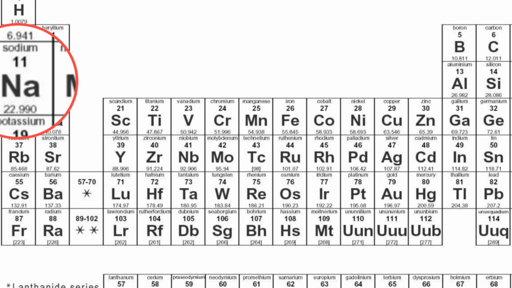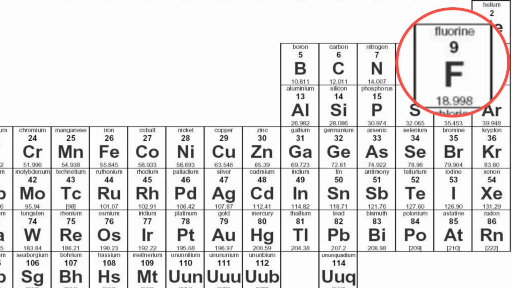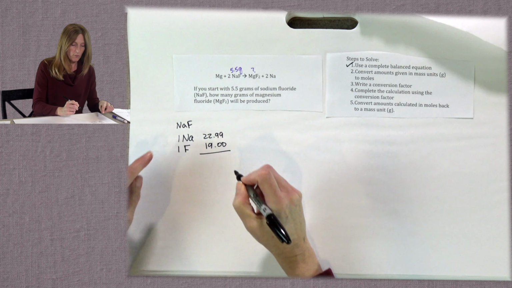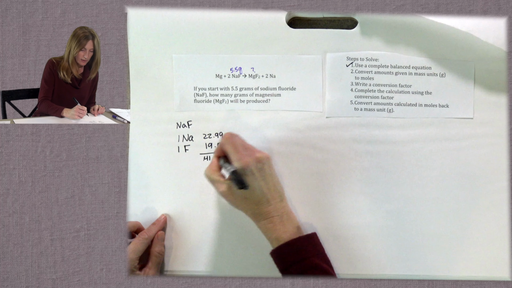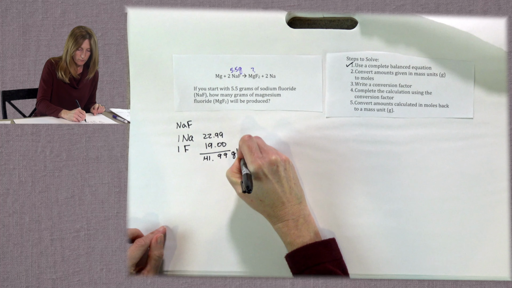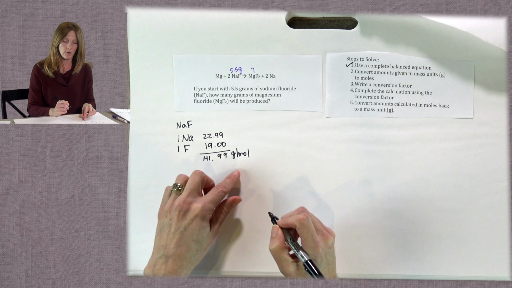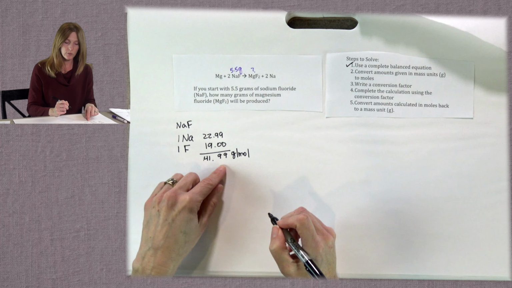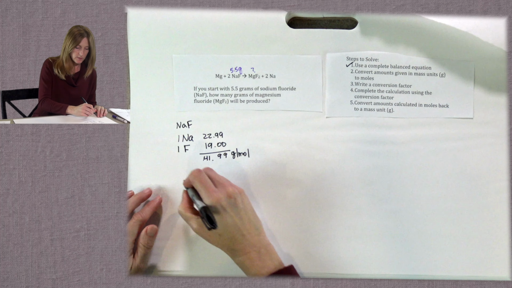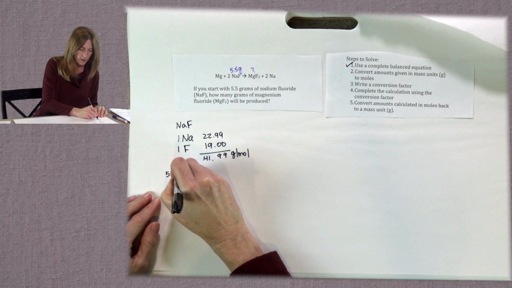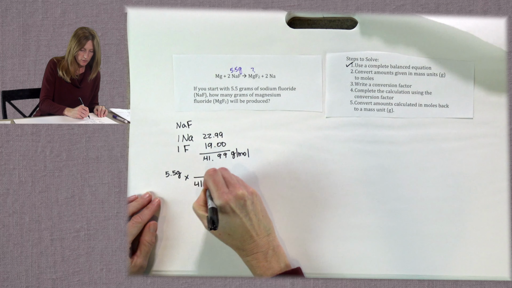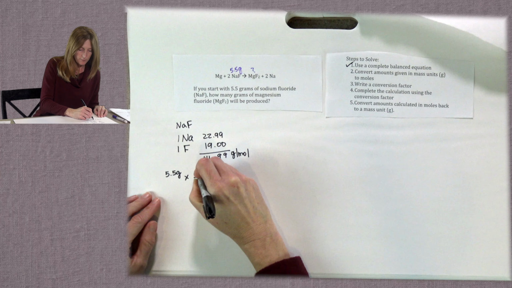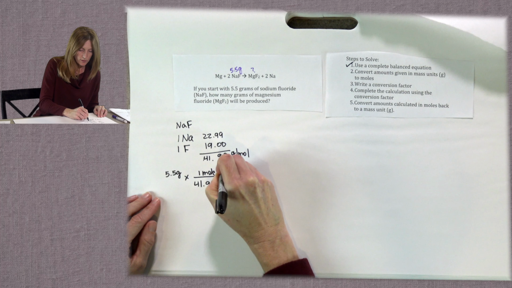So the molecular weight of sodium is 22.99. The molecular weight of fluorine is 19. We have only 1 atom of each, so we add that up. And we have just calculated that the molecular weight of sodium fluoride is 41.99 grams per mole. We can now use that to convert our amount in mass to moles. We have 5.5 grams of sodium fluoride. We will write our conversion factor, 41.99 grams in 1 mole of sodium fluoride.